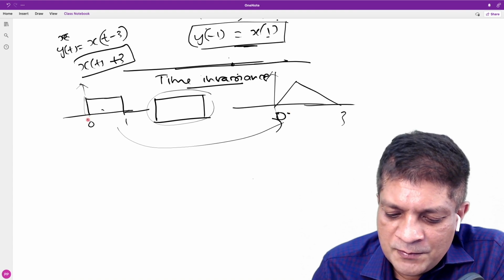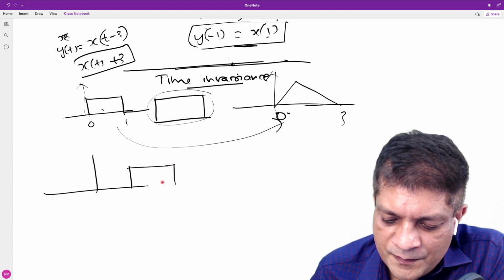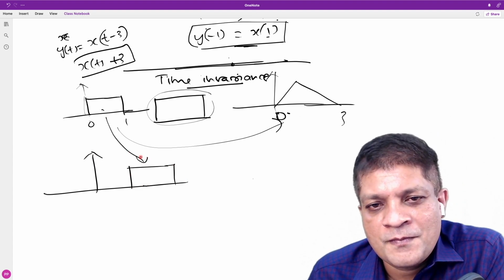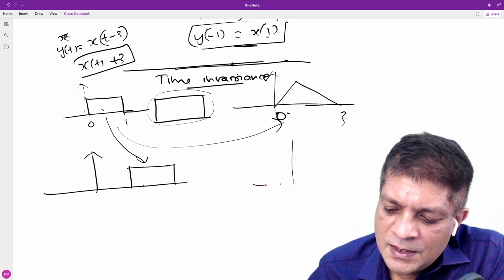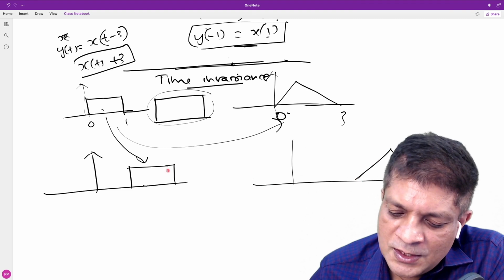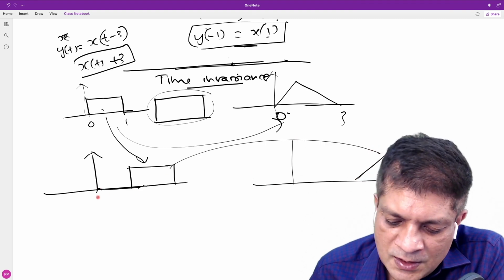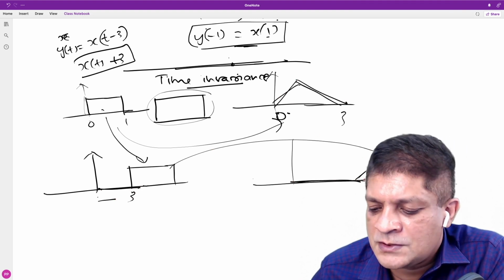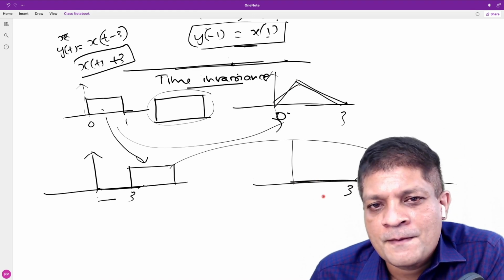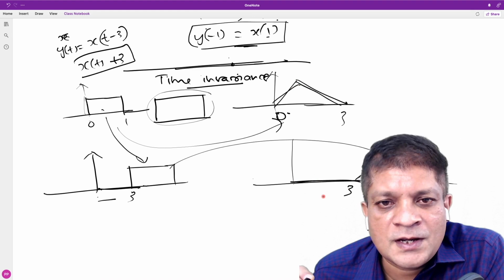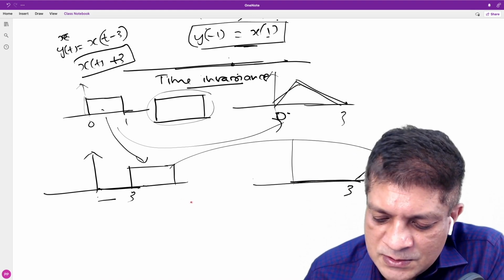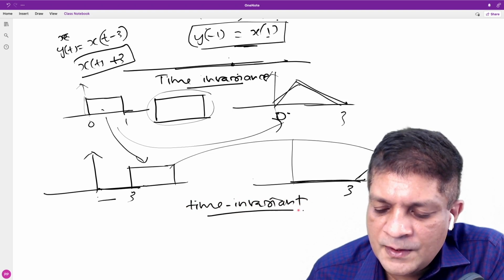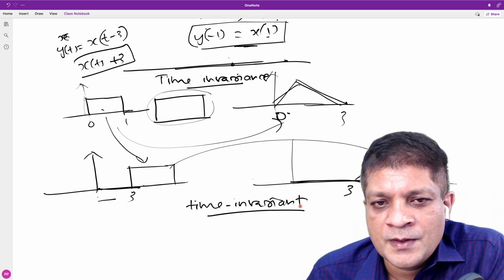That means if we are delaying the signal, this is a delayed version of the signal, yes. Then if the output is also delayed identically, that means if I am delaying by 3, and the output is also the same signal but delayed by 3, then we call it a time invariant system. Okay, it is called a time invariant system.